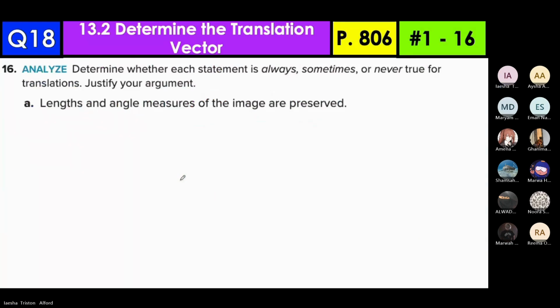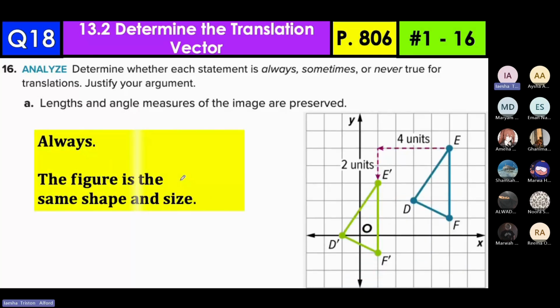Last question. Determine whether each statement is always, sometimes, or never true for translations. Justify your argument. So lengths and angle measures of the image are preserved. This one is always true. The figure is the same shape and same size. We do not change the length of the triangle. We do not change the angle. Preserve means that we do not change it. That's the meaning of preserve.